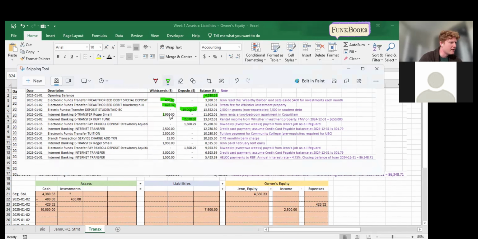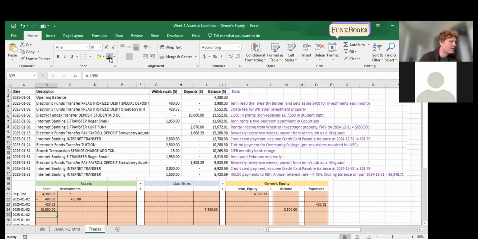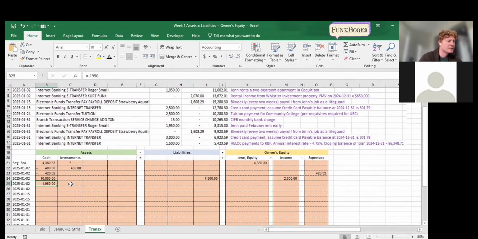Okay, now we have rent, right? So we are paying rent ourselves. We are e-transferring someone 1950 for rent. And it says here, Jenn rents a 2-bedroom apartment in Coquitlam. So, okay, cash is going down. And again, you can think about this as an expense. So it's not a liability because we've paid it, right? It would be a liability if you're owing it to someone, but we don't have to worry about any liability here. So this is going to be another expense. This is Jenn's rental expense. It's personal rent, but I think it's still good for us to differentiate between income and expenses. We can split between personal and business down the road, but for now, we'll bake everything into these categories. So cash down, expenses up.